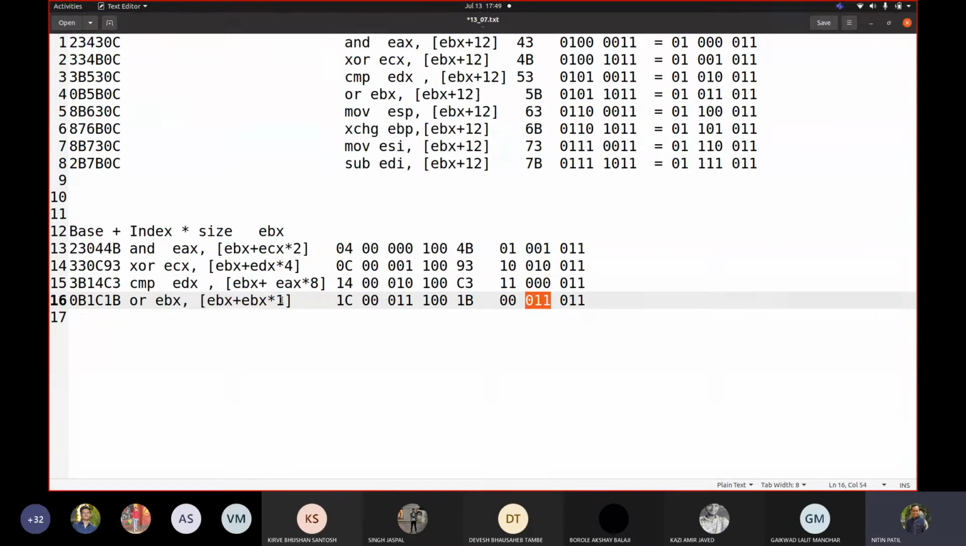And see the multiplying factor. Whenever it is 1, it is 00. Whenever it is 2, it is 01. Whenever it is 4, it is 10, and whenever it is 8, it becomes 11. So this is written like this. So I will write this: this is scale, index register and base register. Scale, index, base. What is the base register with this formula? Base is EBX. Can you see this? With this formula, base plus index multiplied by size.